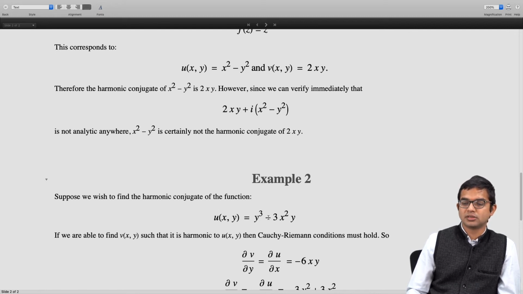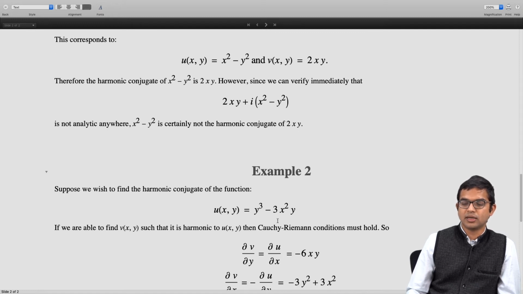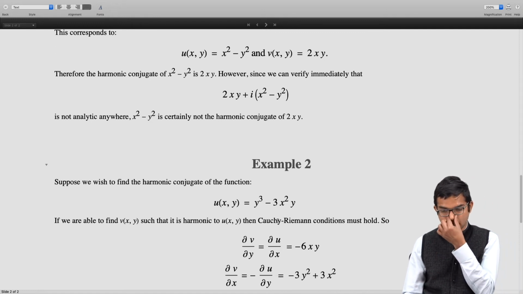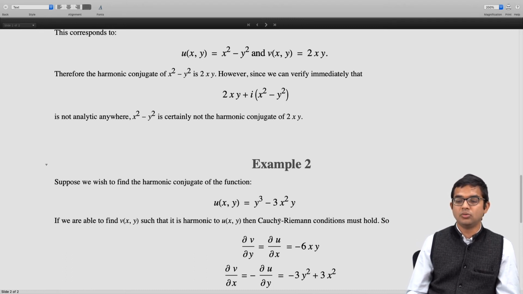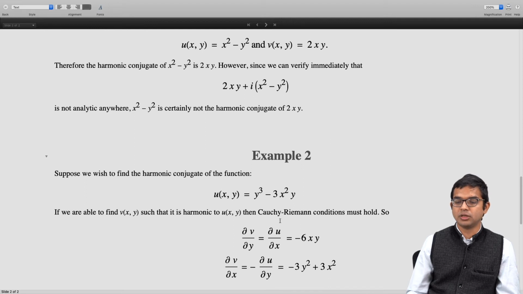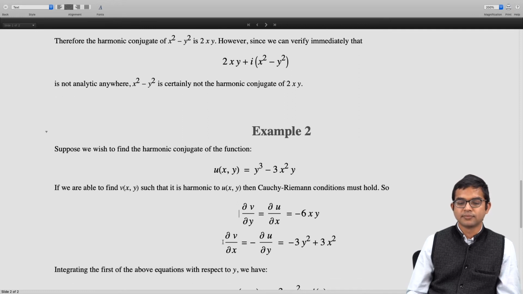Dou u by dou x is simply minus 6xy, and we also want dou v by dou x to be equal to minus dou u by dou y, and again minus dou u by dou y we can work out, so it's just minus 3y squared plus 3x squared, right? So we know what dou v by dou y is, which is minus 6xy, and we also know what dou v by dou x is, which must be equal to minus 3y squared plus 3x squared, and this is enough to work out v up to a constant.